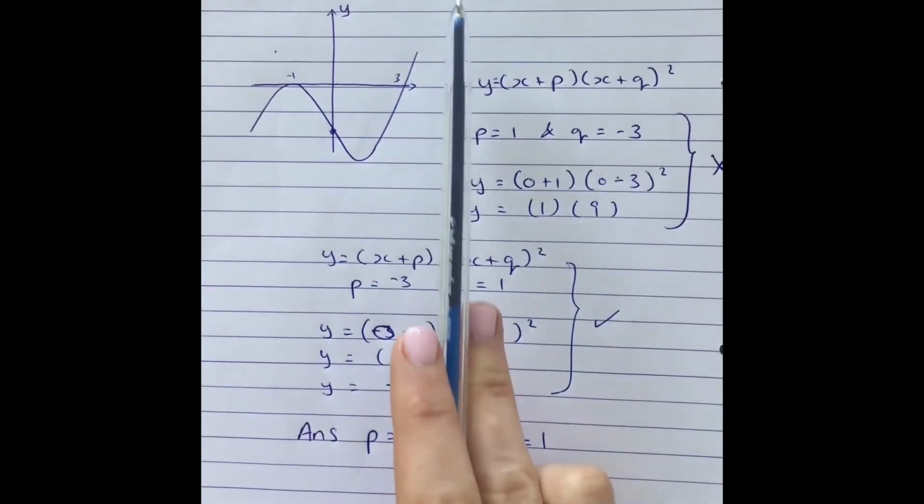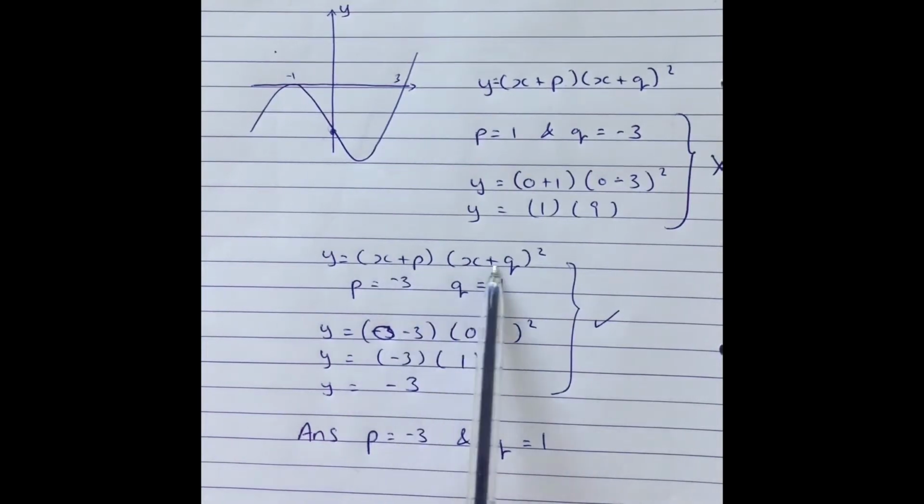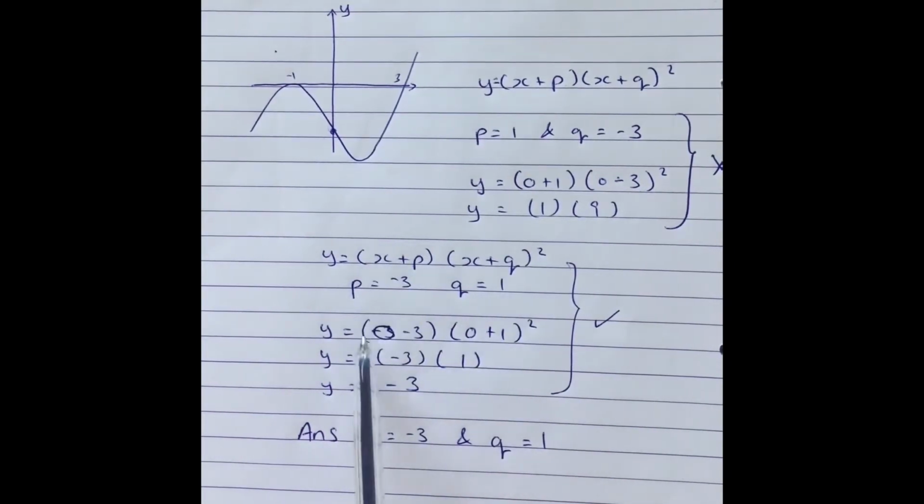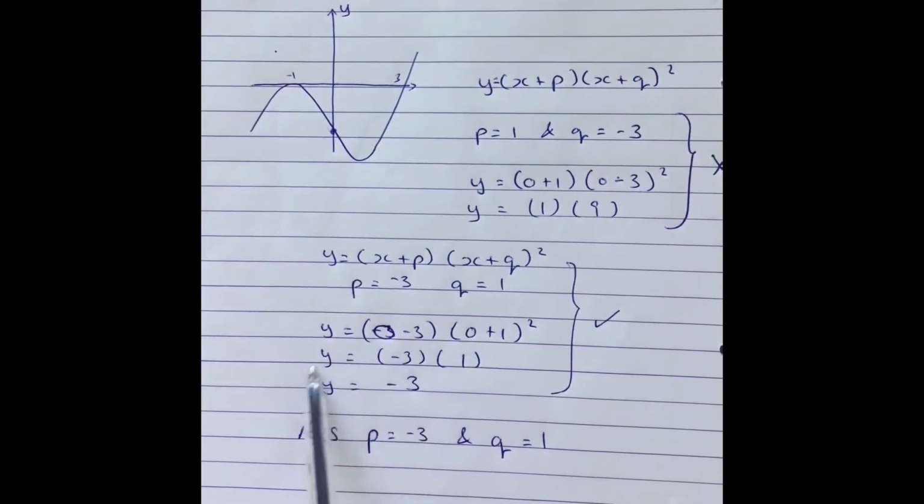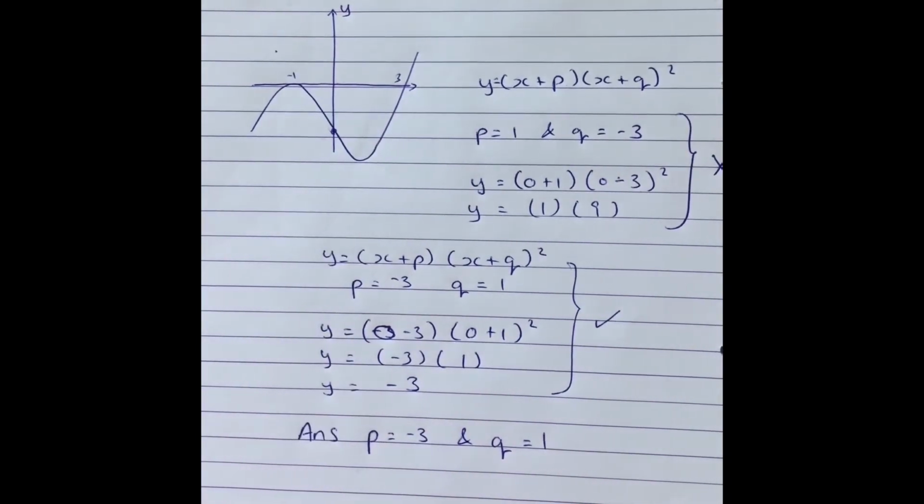Could p have been minus 3 and q been positive 1? So x plus p, x plus q all squared. Put in 0 for x again, and put in minus 3 for p and 1 for q. 0 plus 1 squared is 1. 0 minus 3 is minus 3. Minus 3 times 1 is minus 3. This gives me an answer of minus 3, and that is below the x-axis. So my conclusion is that p must be minus 3 and q must be equal to 1.